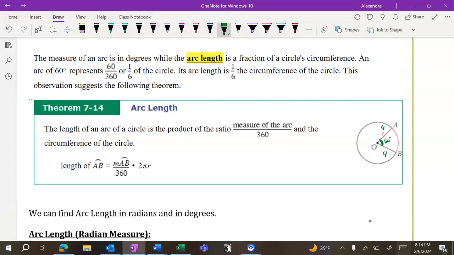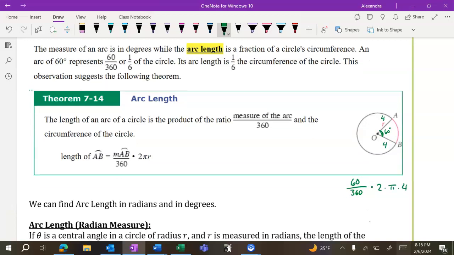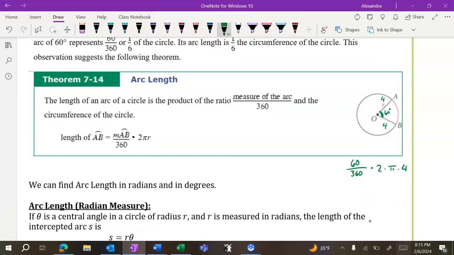I could treat this with our equation. It would be 60 over 360 times 2 pi times our radius of 4. So I already know 60 over 360. I can simplify that to be 1/6, times, I know 4 times 2 is 8, so times 8 pi. I can simplify that to be about 4 pi over 3. Now, I did not give you any units. Make sure that if there are units, we're attaching those.